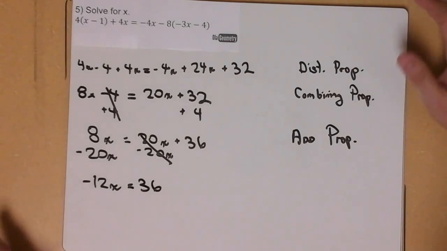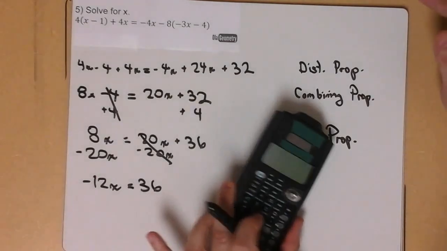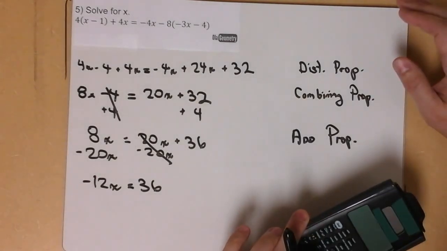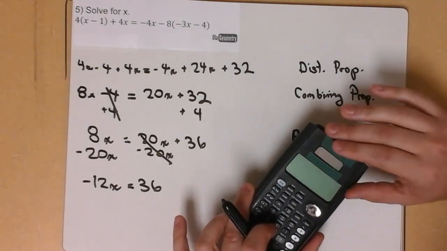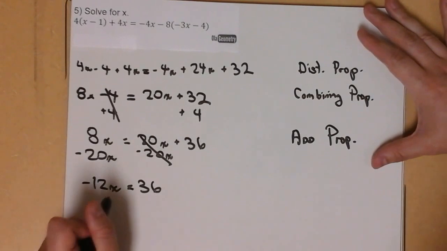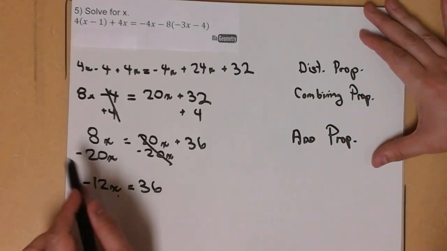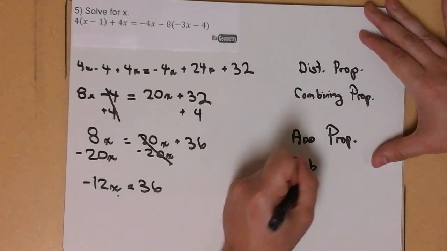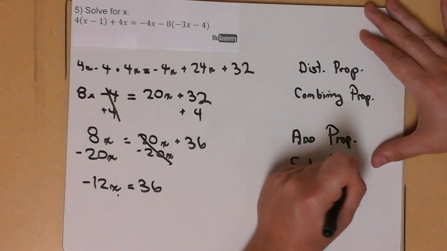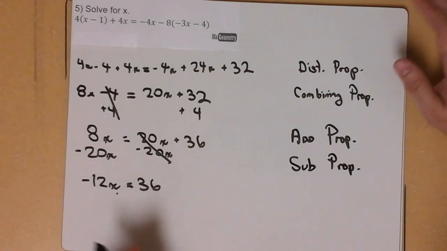When you're dealing with things like integers, remember, keep a calculator handy, not because I want you to rely on the calculator, but it's easy to make a mistake, and you can double check yourself here. So what did I do there? I subtracted, so that's going to be the subtraction property. You see how this just slowed me down? I wanted to rush to the next thing.